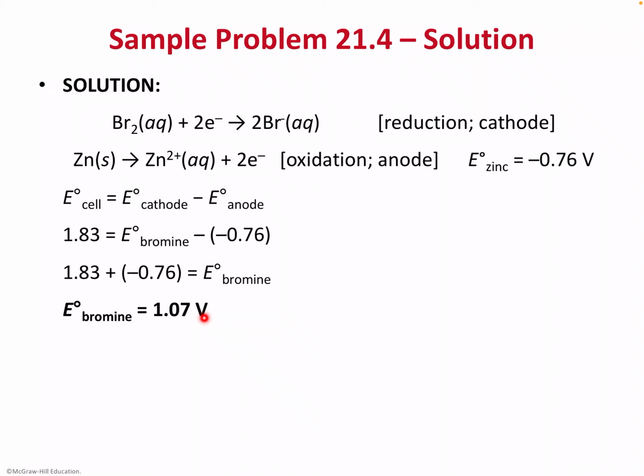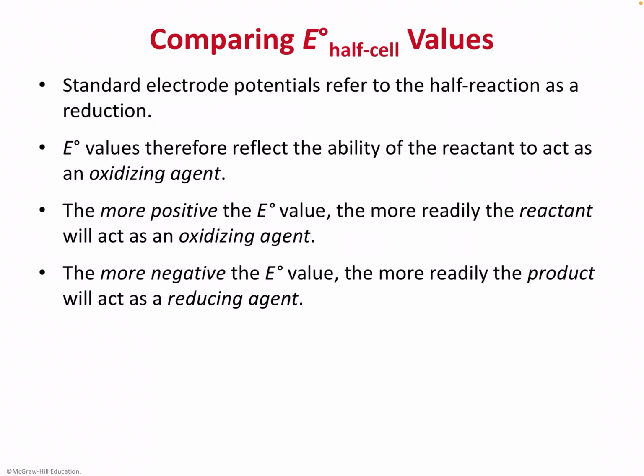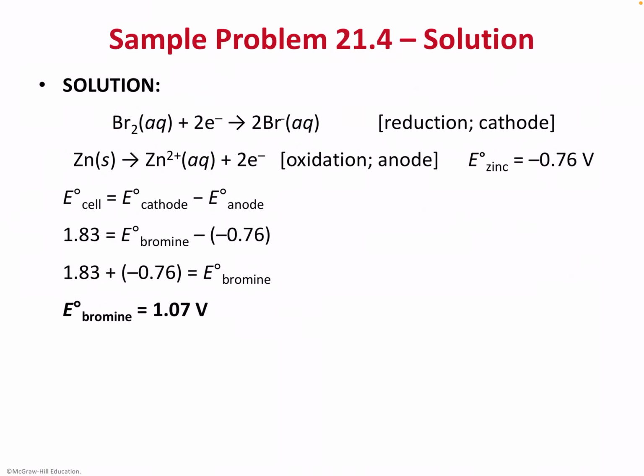That's how you find the unknown electrode potential if the E0 cell and the other one are given, figuring out which one is the anode and which one is the cathode. Okay, we can stop this session here and move on with the next one.